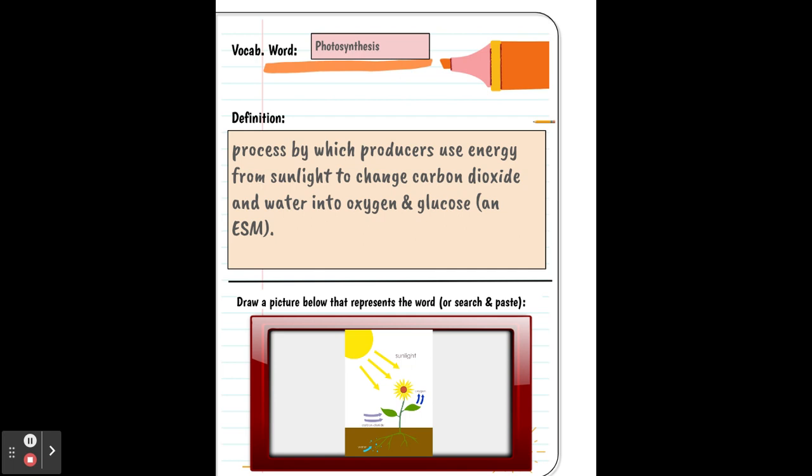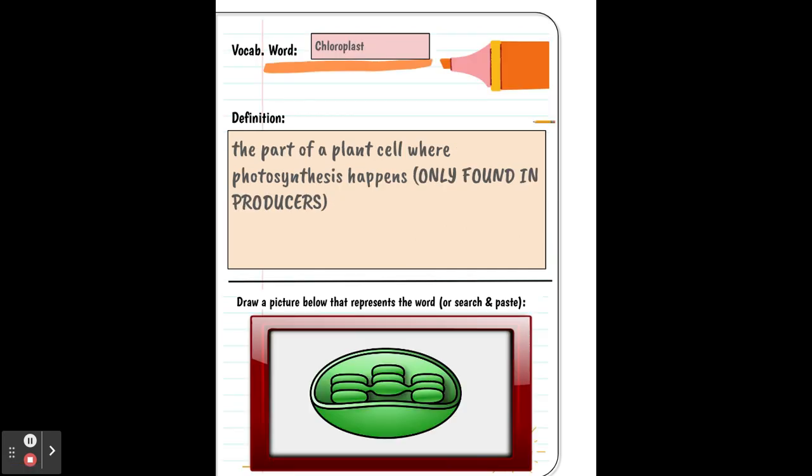Almost there. Next one's chloroplast. The chloroplast is the part of a plant cell where photosynthesis happens. It's only found in producers. So photosynthesis only happens in plants and algae. That's because they have chloroplasts. The part of a plant cell where photosynthesis happens, only found in producers, is the chloroplast.